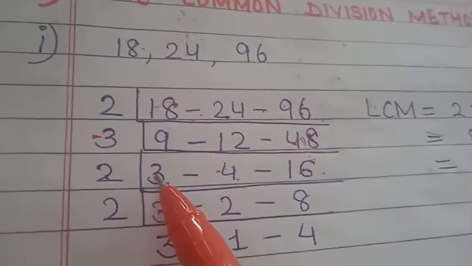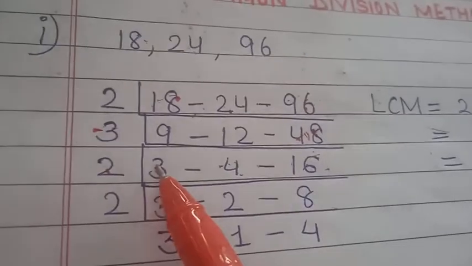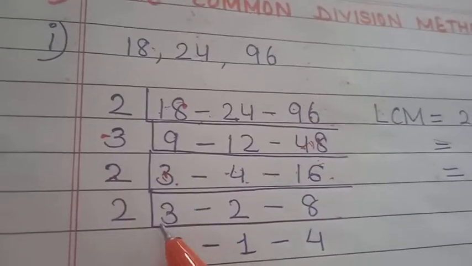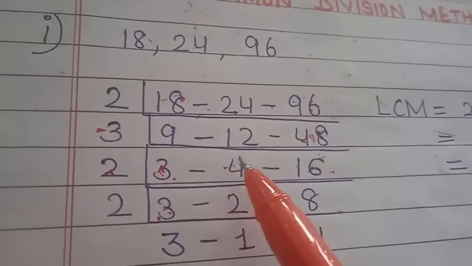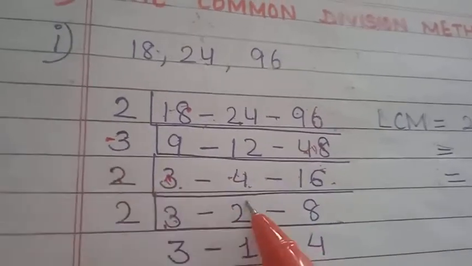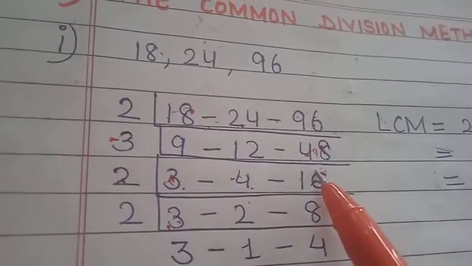Okay, but as per the rules I have told you, if 3 is not getting divided by 2, write 3 as it is here. Divide 4 and 16 by 2. So 2 2s are 4, 2 8s are 16.